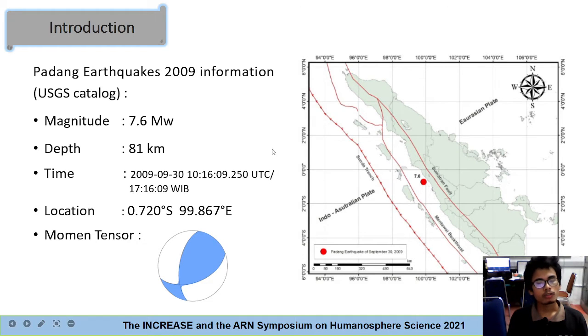The focus of our research is the earthquake in Padang 2009. Sumatra, especially Padang, has tectonics influenced by the subduction of the Indo-Australian Oceanic Plate and the movement of the Sumatran Fault. This is the information obtained from the USGS catalog. The moment tensor diagram looks like that because the earthquake is a combination of strike slip and oblique slip.